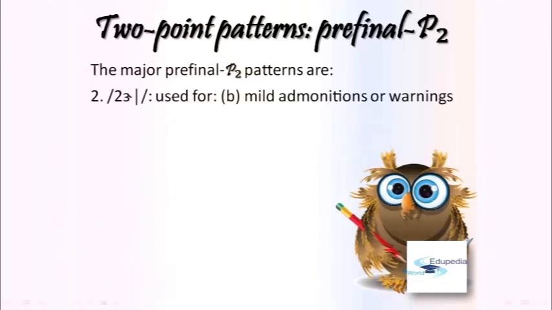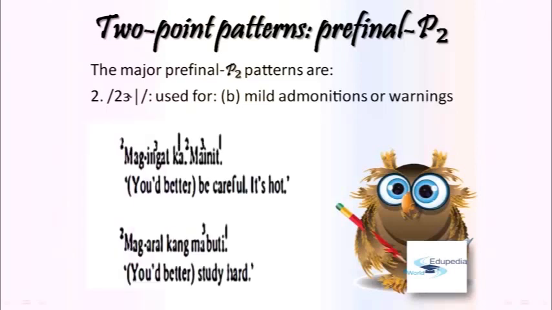The second use of 2-a straight is for mild admonitions or warnings. For example, mag-ingat ka, mainit. Mag-ingat ka, mainit. You better be careful, it's hot. Mag-aral kang mabuti. You better study hard.